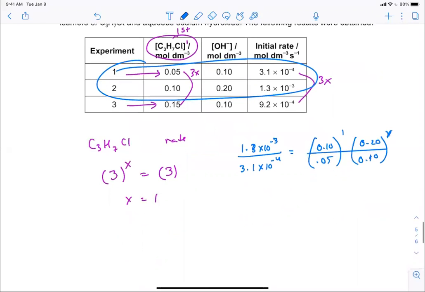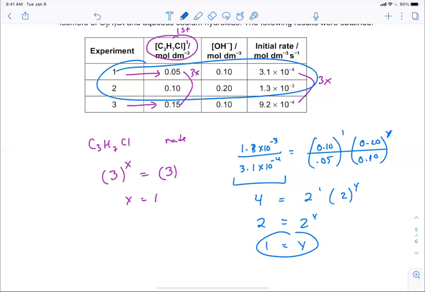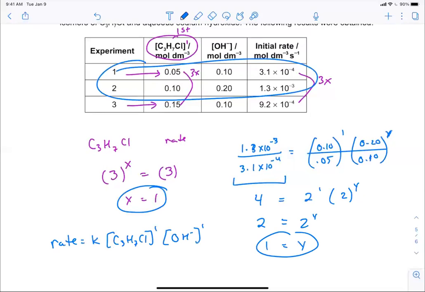And so this ends up being 4. And this is 2 to the first times 2 to the y. So then 2 to the y is equal to 2. So y is also equal to 1. So it's first order in both of these experiments. So the rate is equal to k times C3H7Cl raised to the first power times OH minus raised to the first power.